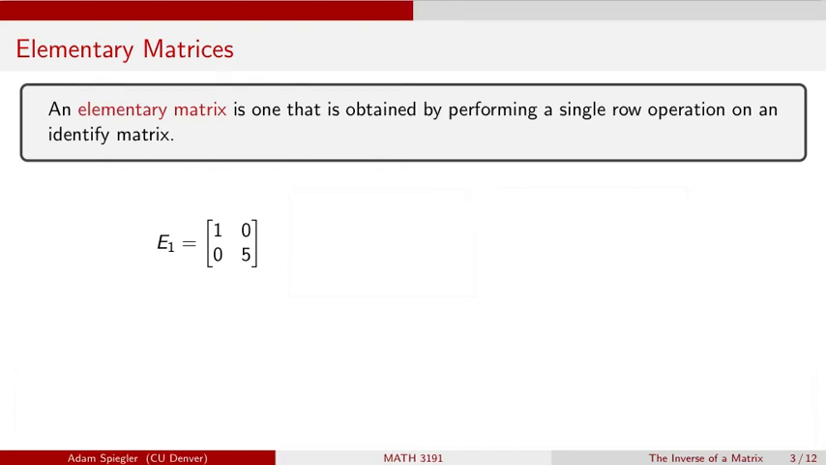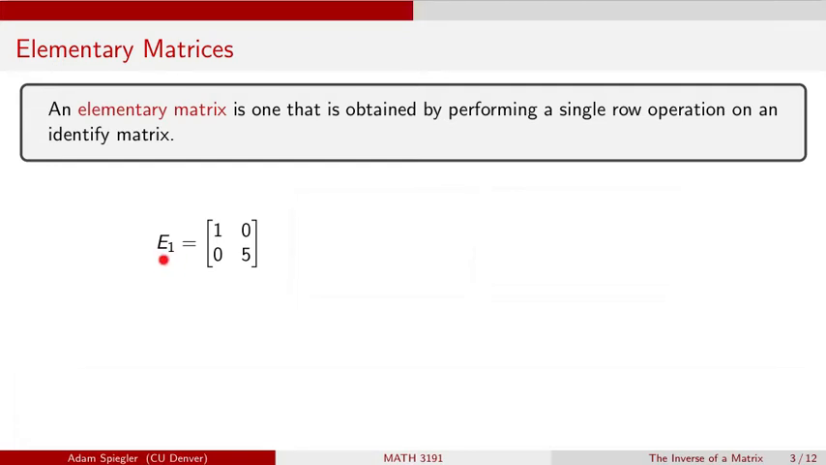All right, welcome everyone. So in this video, I want to define what an elementary matrix is, take a look at a couple of examples, and then think about how we can find the inverse for an elementary matrix. So an elementary matrix is a matrix that performs a single row operation on an identity matrix.